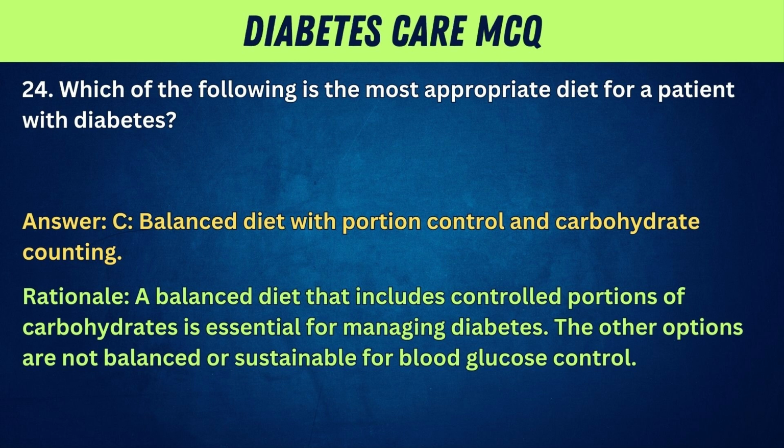Rationale: a balanced diet that includes controlled portions of carbohydrates is essential for managing diabetes. The other options are not balanced or sustainable for blood glucose control.